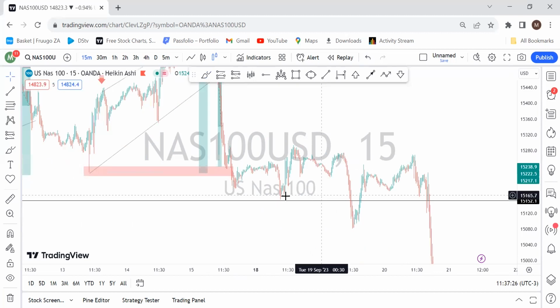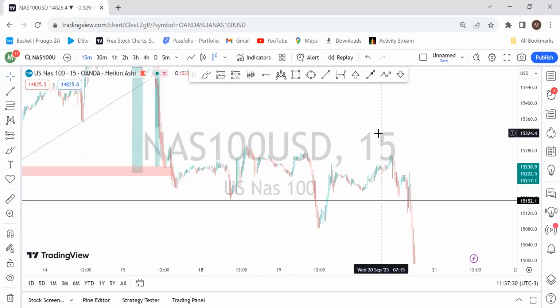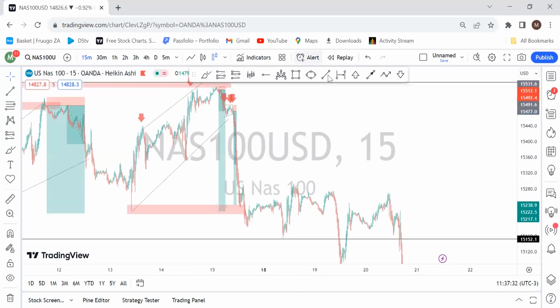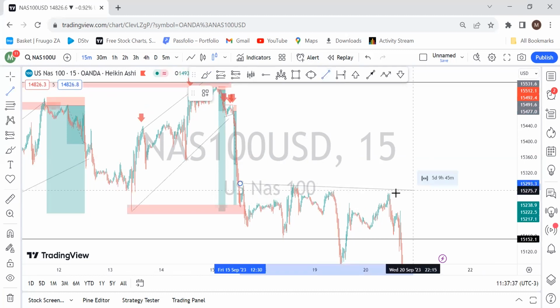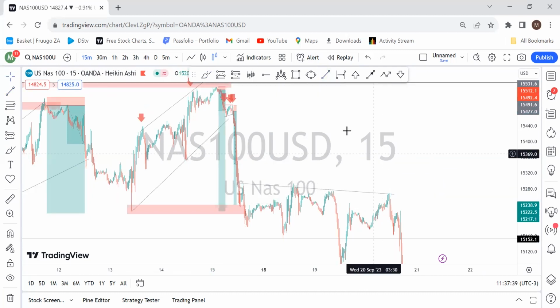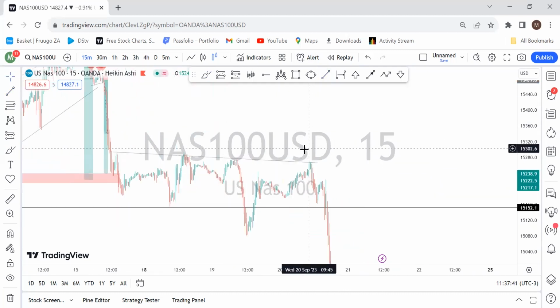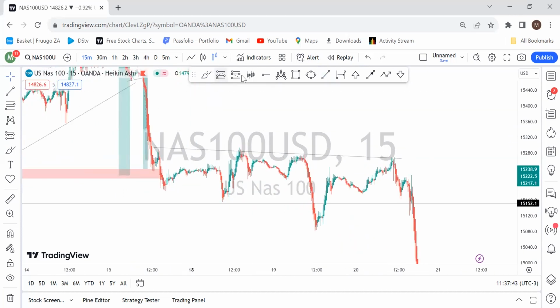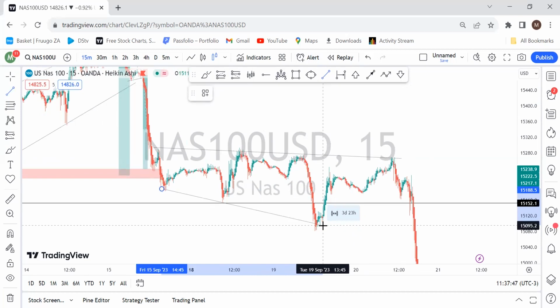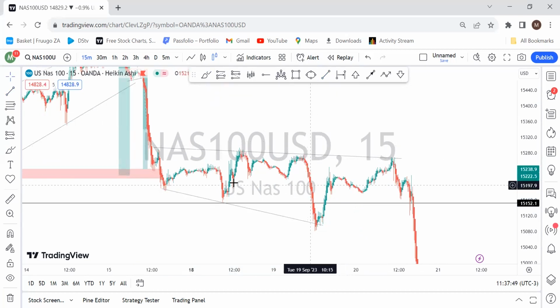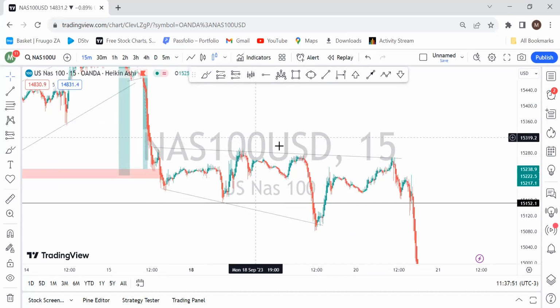showing you that now we do not respect this low. So what you need to do is figure out your resistance, right? Your resistance of your flag or correction. And then you can also draw your support right there. So now it's where you start counting your touches, right?